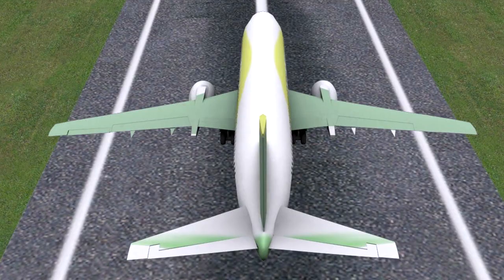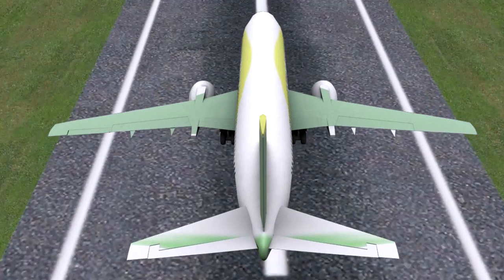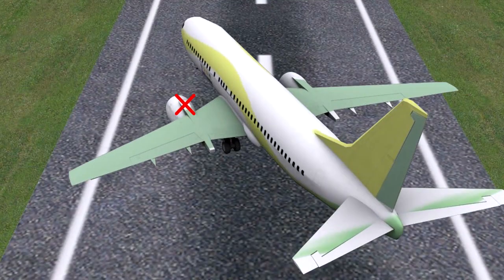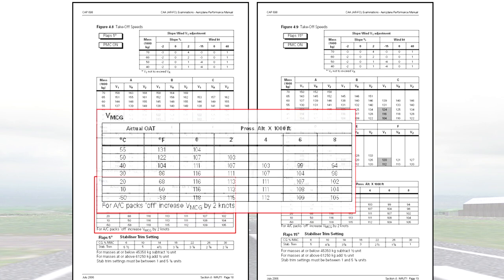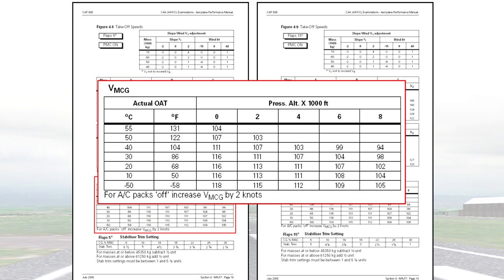The only factor that controls the value of VMCG is thrust, and since takeoff thrust is more or less constant, then the only variable on the amount of takeoff thrust generated is air density. The higher the air density, the more thrust can be generated, and therefore the more yaw that is generated when the engine fails. Therefore, the flow over the rudder must be faster to make the rudder effective enough to counteract the yaw. The effect of air density on VMCG can be seen by looking at the second table from the bottom on pages 18 and 19 of section 4 in CAP 698.